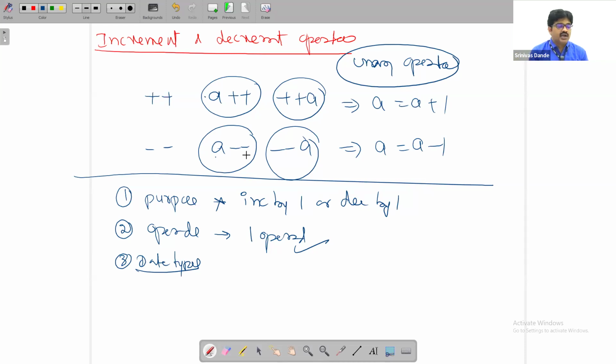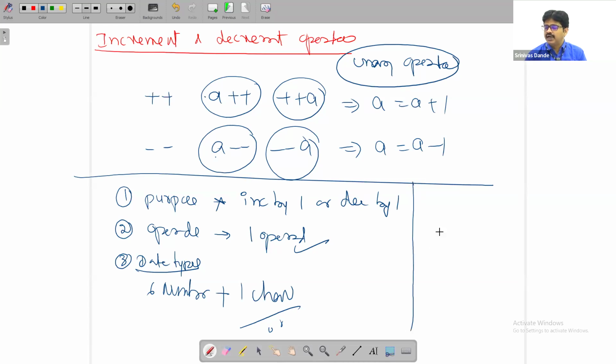So what type is allowed? Can you use any type? Numerics only. 6 numerics plus 1 char also okay, guys. 6 plus 1. These only allowed. Booleans not allowed. Strings not allowed. Right?